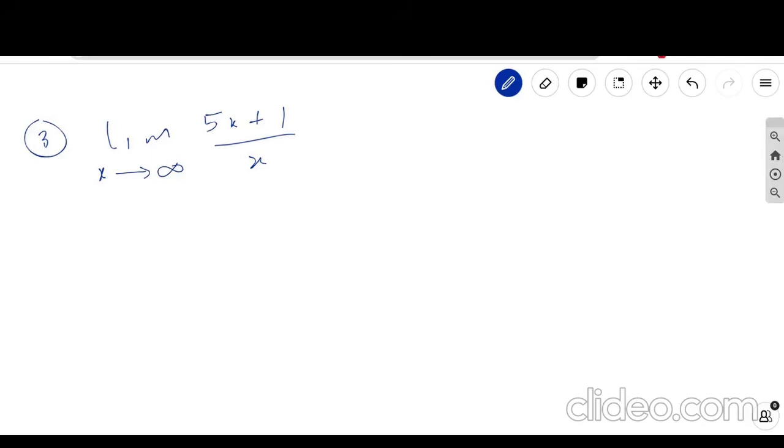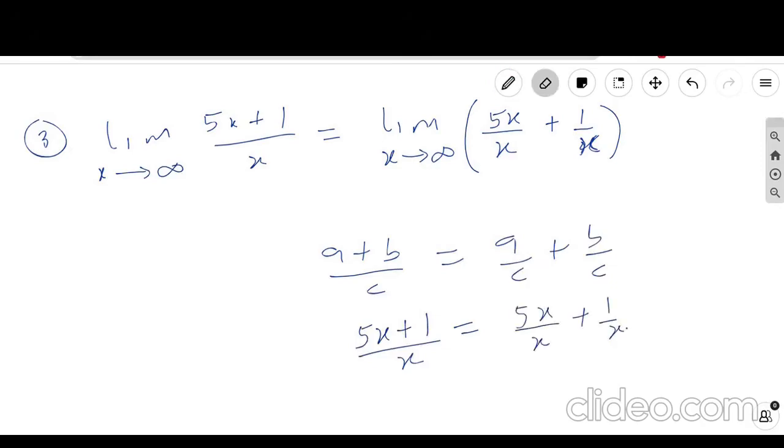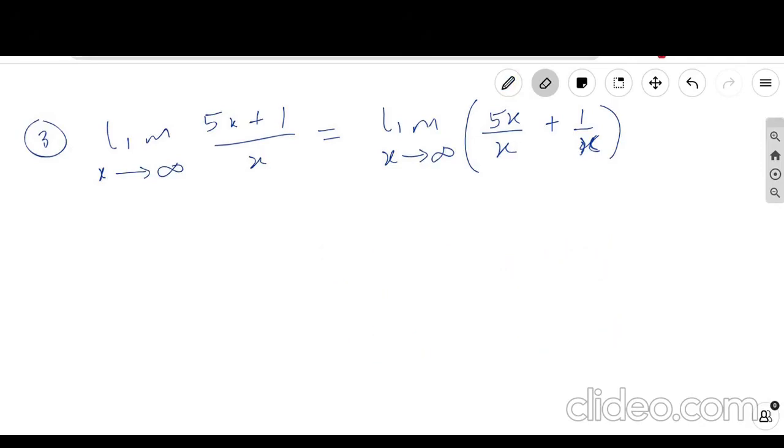But instead of that, we can actually break it down this way by saying lim x tends to infinity of 5x over x plus 1 over x, like you are dealing with a partial fraction. Don't forget, if you have a plus b over c, it can be written as a over c plus b over c. Exactly what I did here. So 5x plus 1 over x can also be 5x over x plus 1 over x. Alright, so let's continue with the solution.